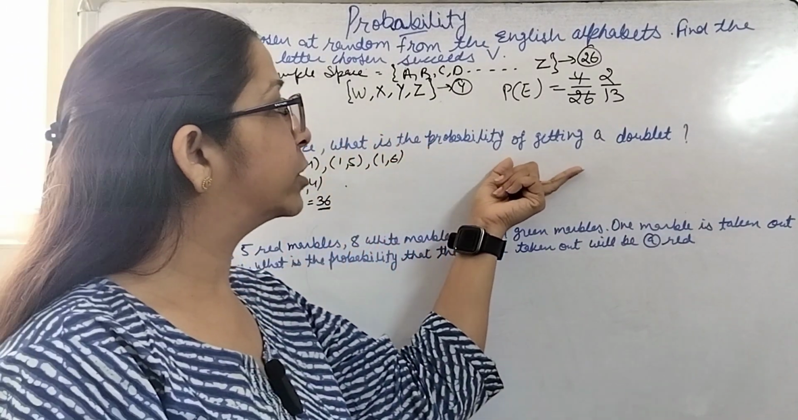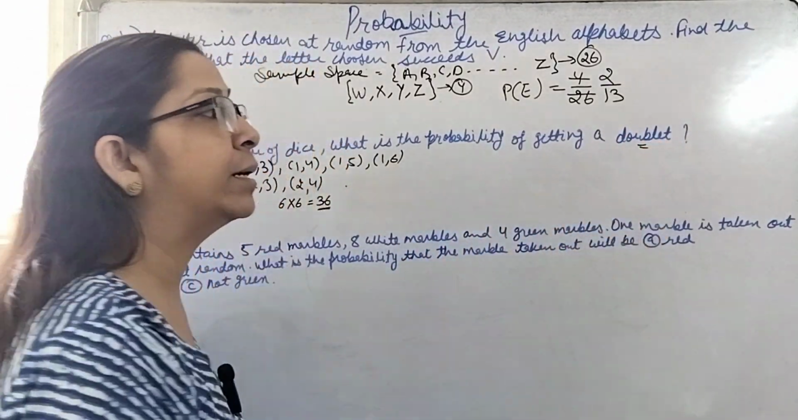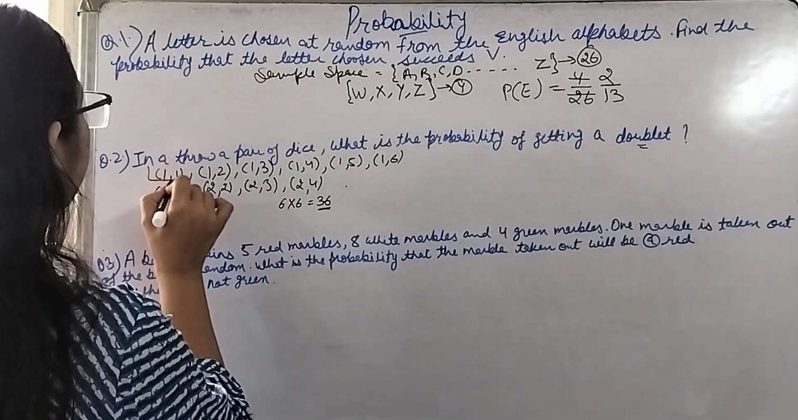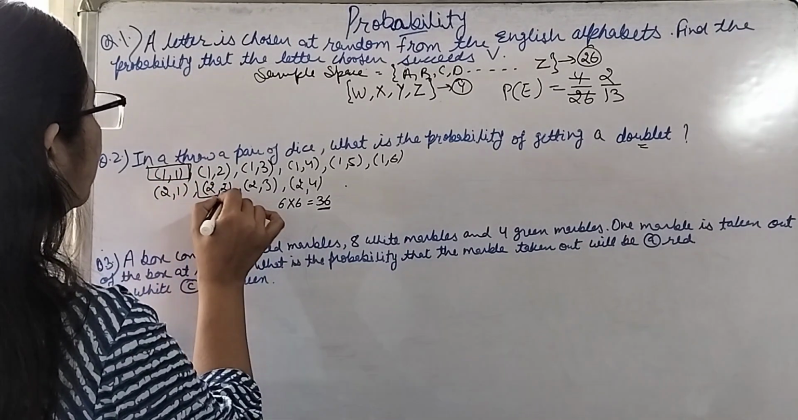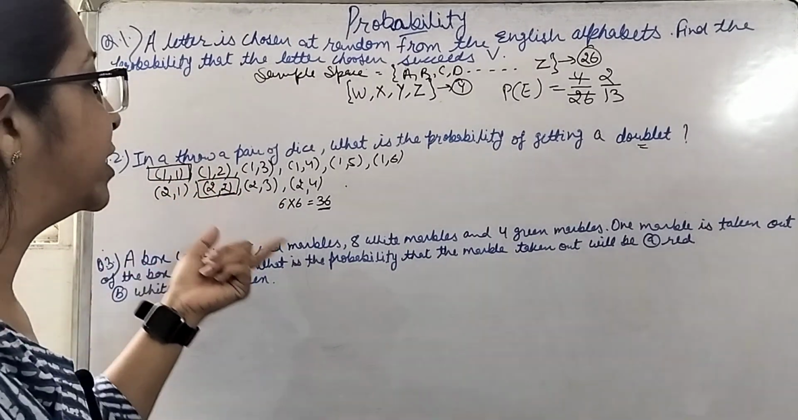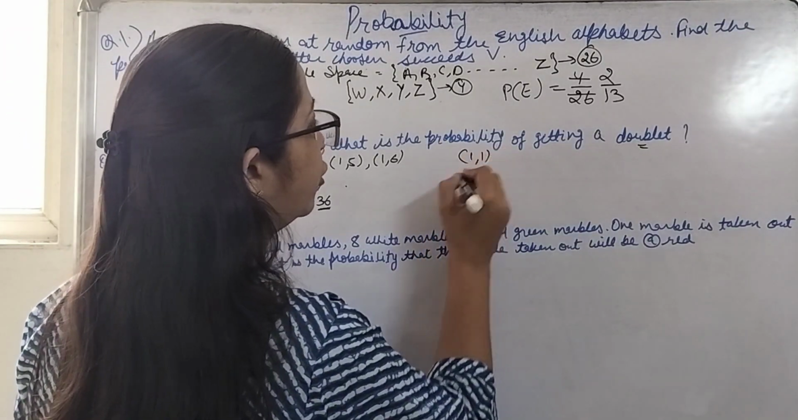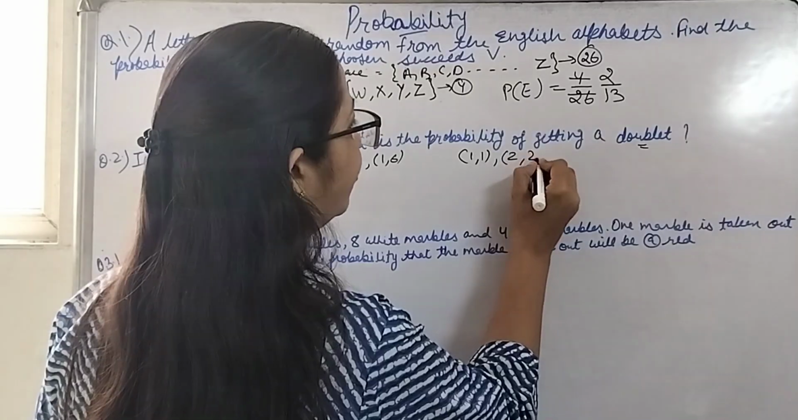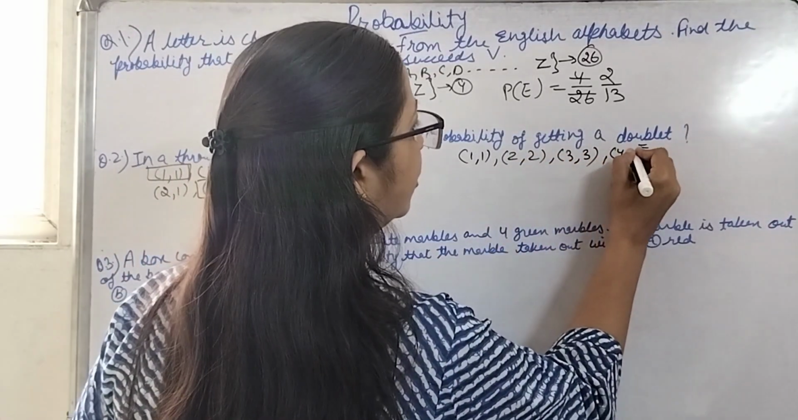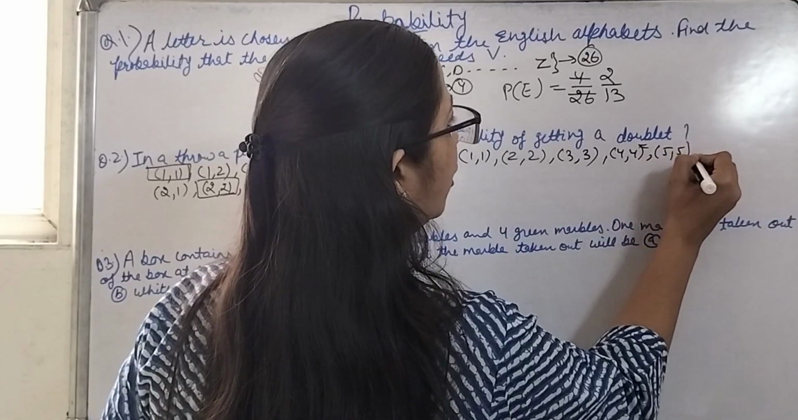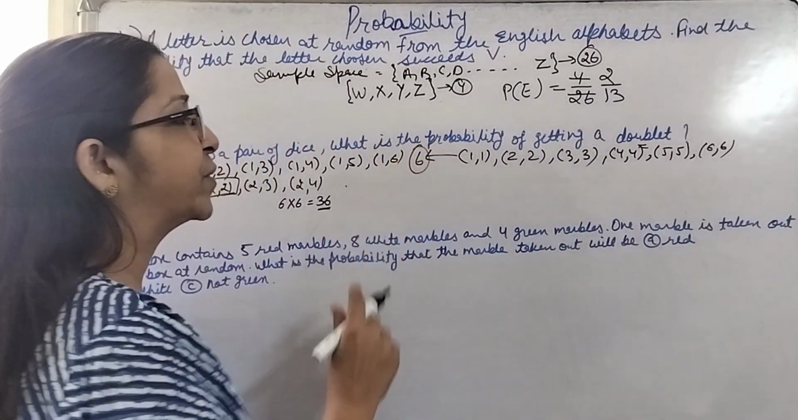Now, what is the favorable outcome for this condition? It is the probability of getting a doublet. What is a doublet? When both the dice have the same number. So 1, 1 is one of the conditions. 2, 2 is one of the conditions. Then 3, 3 will be a condition. So what will the favorable conditions be? If on both the dice 1 is coming, if on both the dice 2 is coming, if on both the dice 3 is coming, or 4, 5 or 6 is coming. That means the total favorable outcomes are 6.